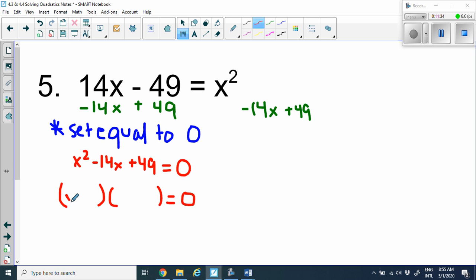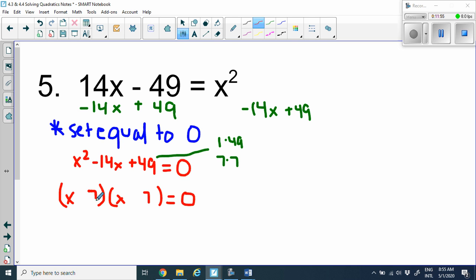I can put x and x in both of them. Now we need to figure out numbers that multiply to 49. We got 1 and 49 and 7 and 7. We're going to have to see which one adds up to negative 14x. In this case, it's going to be my 7. So I have 7 and 7.